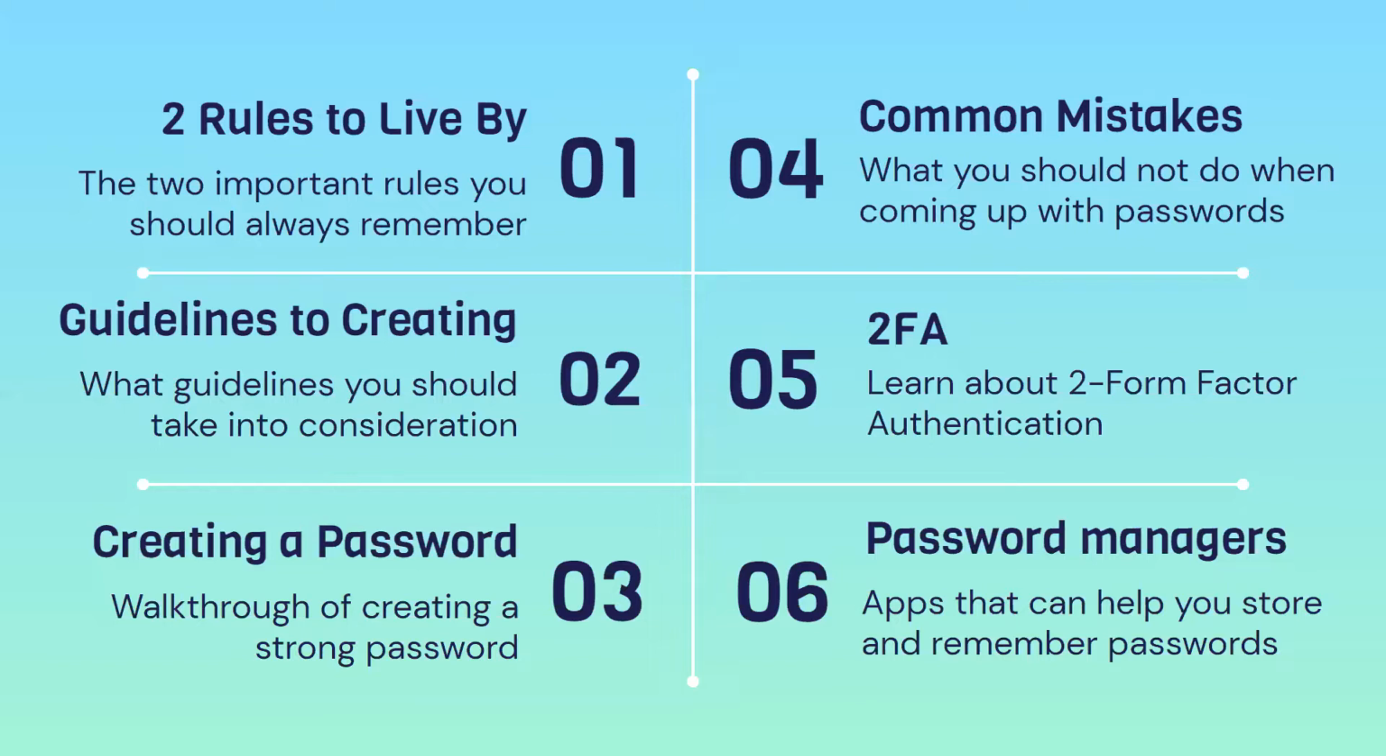what guidelines you should take into consideration. The third one is creating a password, a walkthrough of creating a strong password. The fourth one is common mistakes, what you should not do when coming up with passwords. The fifth one is 2FA, which is like two-factor authentication. And the sixth one is password managers, which are apps that can help you store and remember passwords.